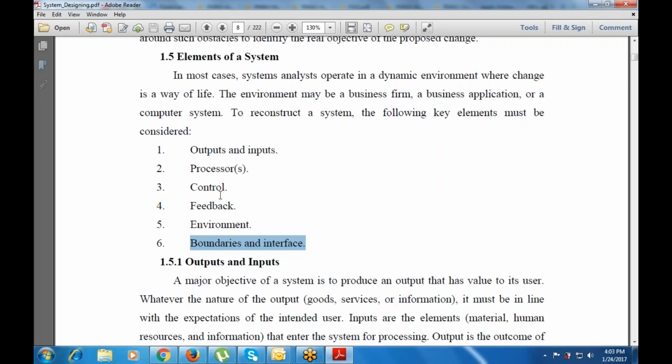So let's talk about the output and the input. What are the various outputs that are given? What are the various inputs that are used here? So first is the output, that means whatever output is presented here, whatever output is available here.